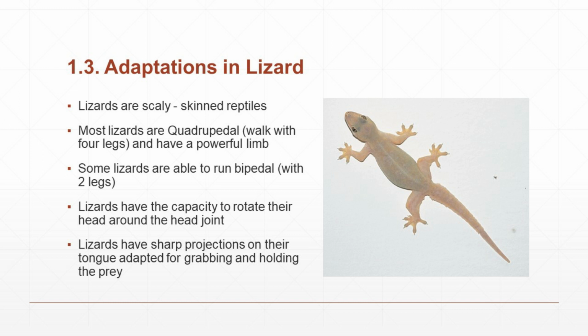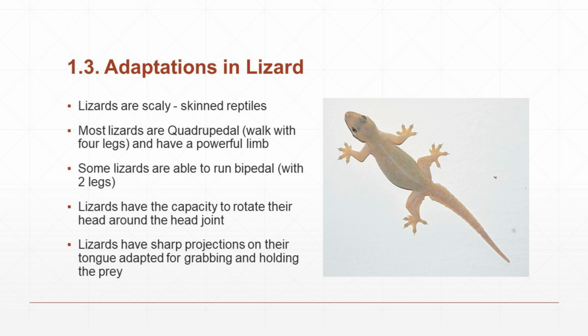Lizards breathe through lungs. Most lizards eat a variety of insects like mosquitoes and cockroaches, with sharp projections on the tongue adapted for grabbing and holding. Some lizards have webs in the toes, and a few lizards are able to glide or parachute in the air and make safe landings.